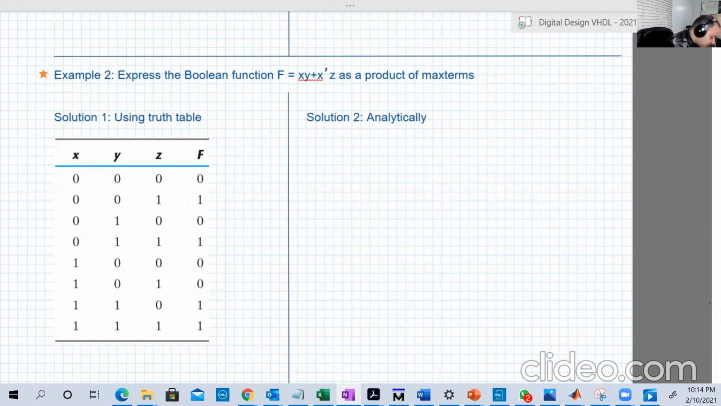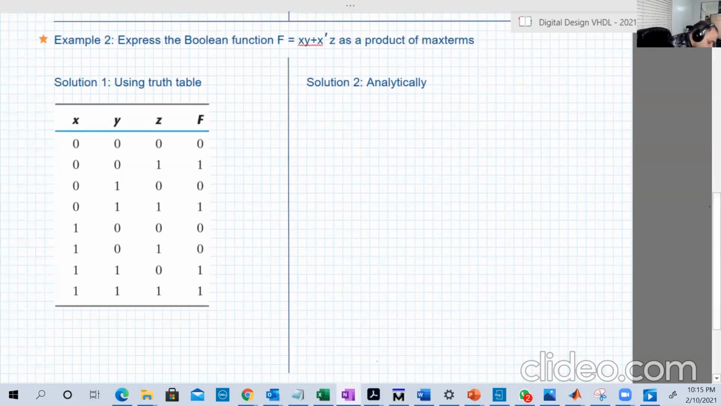Here is the second example. F equal to xy plus x bar z. Basically just changes the variables from ABC to xyz, doesn't matter. And again, we have two solutions. The first one is using a truth table, and the second one is also an analytical solution. So let's start with the simpler one, which is basically the truth table. If we do the truth table for this, it will be something like this.